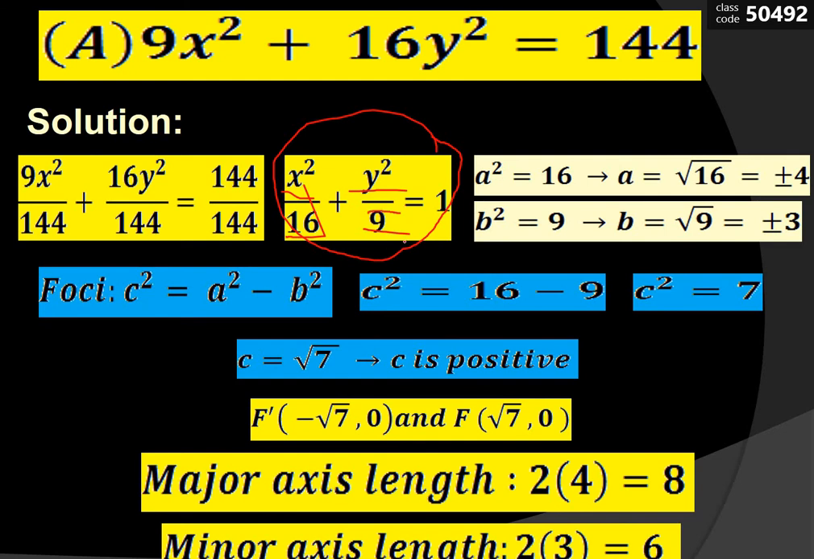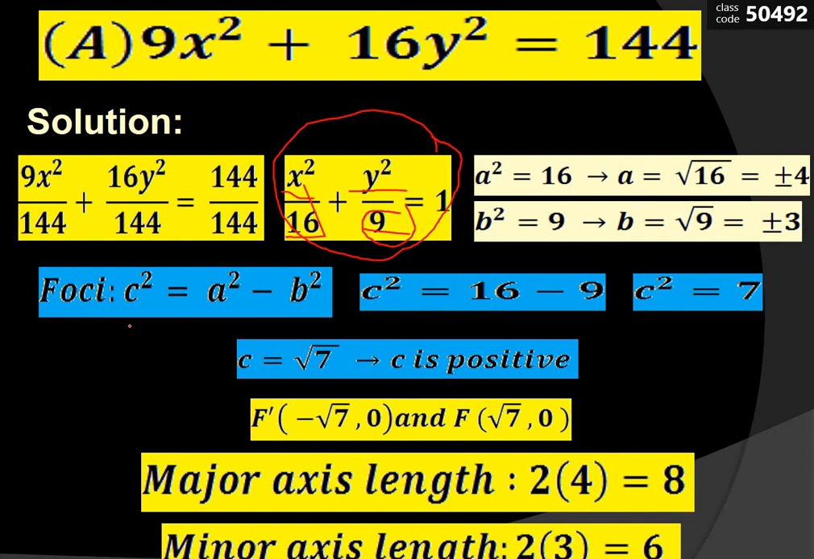Okay. For your b value, b squared is 9. So to get the value of b, take the square root of 9, which is plus minus 3. We need that also, the positive and the negative, because of the up and down or right and left.